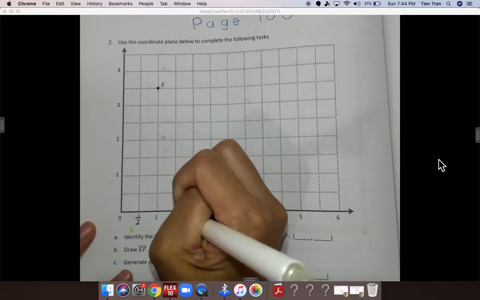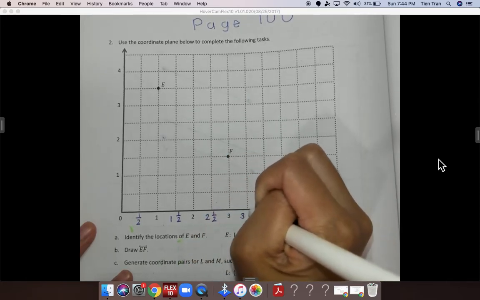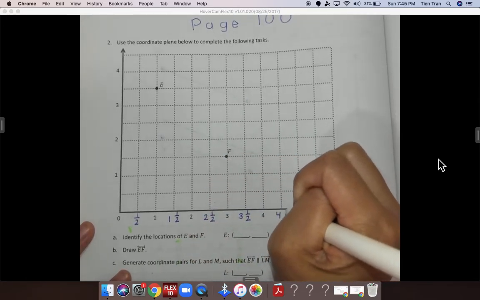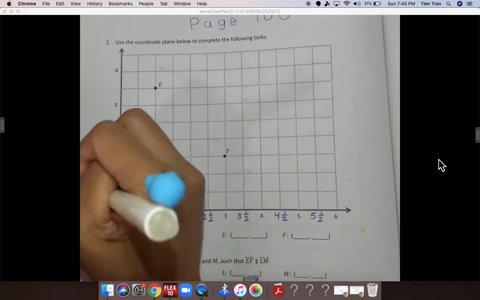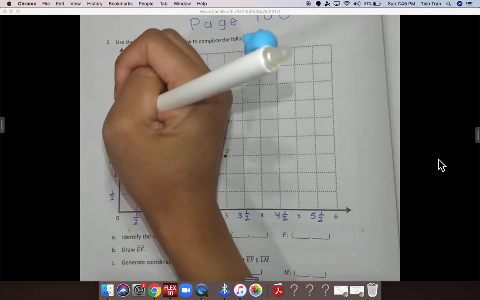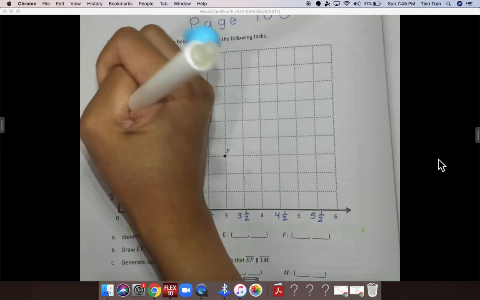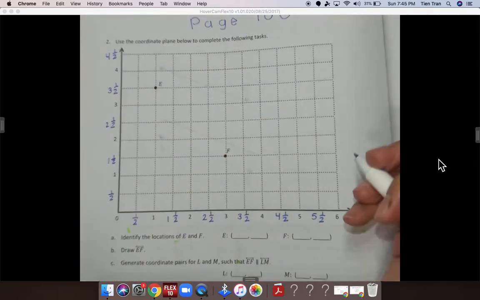So this one is 1 and 1/2, 2, 2 and 1/2, 3, 3 and 1/2, 4, 4 and 1/2, 5, 5 and 1/2, 6. And over here we have 1/2, 1 and 1/2, 2, 2 and 1/2, 3, 3 and 1/2, 4, and 4 and 1/2. So the X and Y coordinates are skip counting by halves.